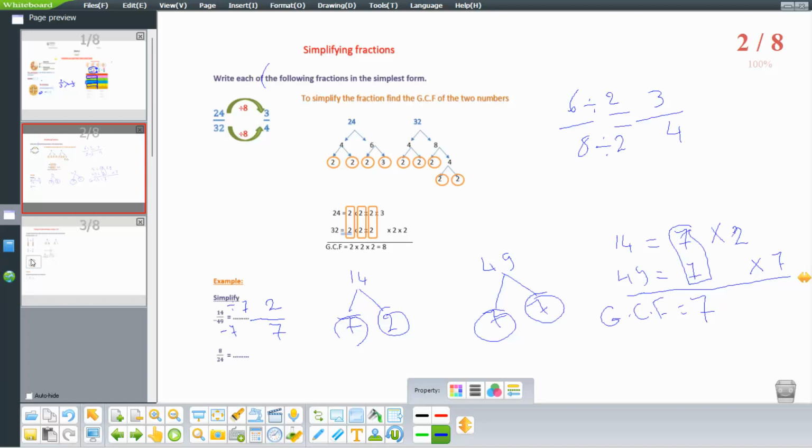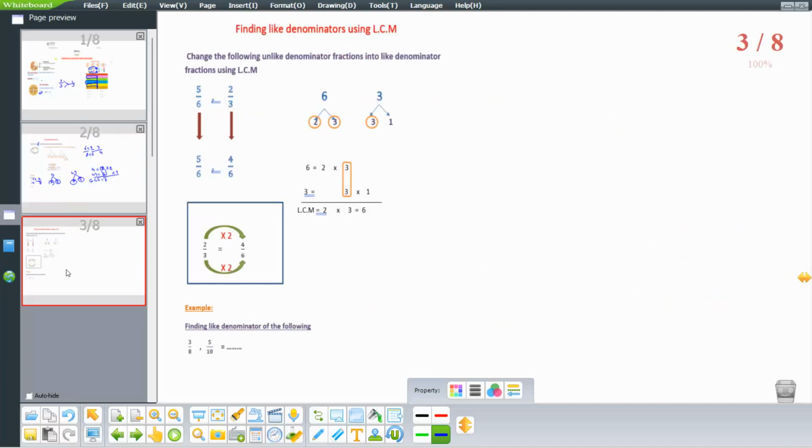Okay. Let's see. Finding like denominators using LCM. Okay, if we have 5 over 6 and 2 over 3, we are going to make the prime factorization for the denominators. Okay, let's factorize. It will be 6 and 3. So 6 has 2 times 3, and 3 equals 3 times 1.